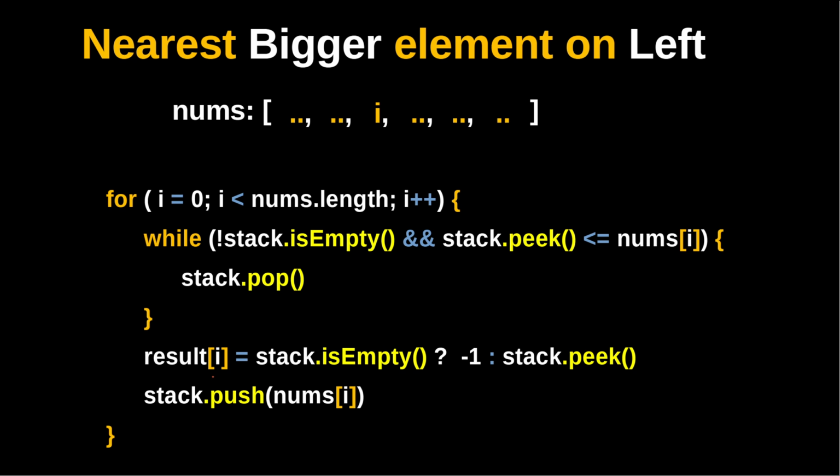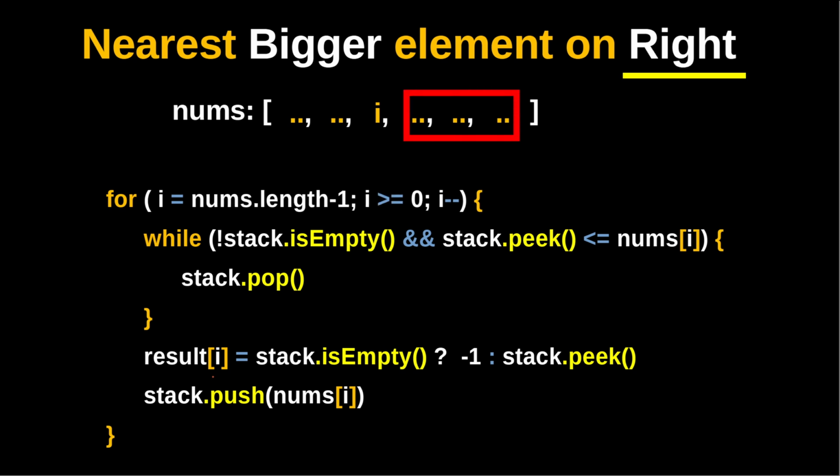Now suppose we want to find the bigger element on the right instead of the left. All we have to do is change the for loop so that we are starting with the last element. We are going backward from right to left. All the other code remains the same.